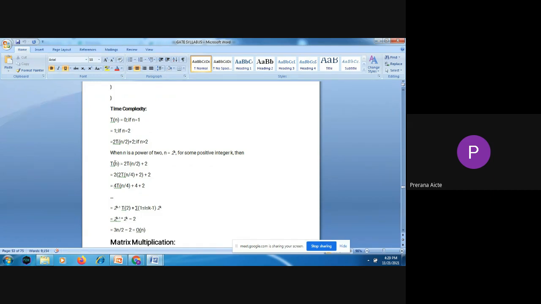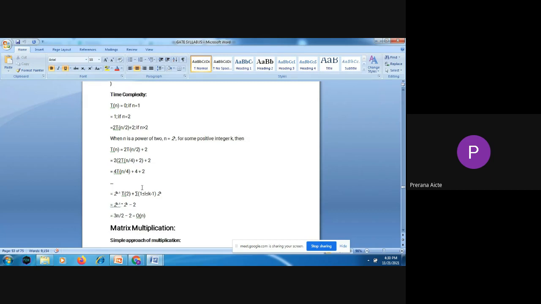So how to solve this recurrence relation, 2 into T of n by 2? For T of n by 2, again you have to substitute. T of n is given as 2 into T of n by 2 plus 2. To get the T of n by 2 value, put n by 2 in place of n. So 2 into T of n by 2 by 2, that is T of n by 4 plus 2, and again we have plus 2. So this is going to be 4 into T of n by 4 plus 4 plus 2. When you go on doing this up to k times or k minus 1 times, you get some equation.